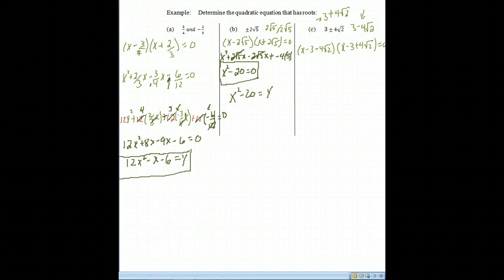Here, this one's going to be longer. You have to multiply the x to all three numbers over here. So the x is multiplied to everything here. Then the 3 is multiplied to everything through, and then negative 4 root 2. So you should end up with 9 terms that have to be simplified. So this is a longer question. I'll work it out down below here.